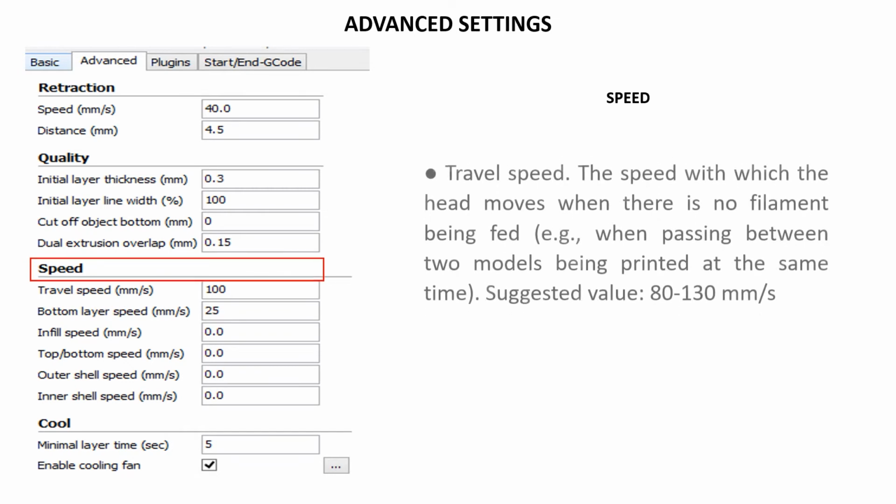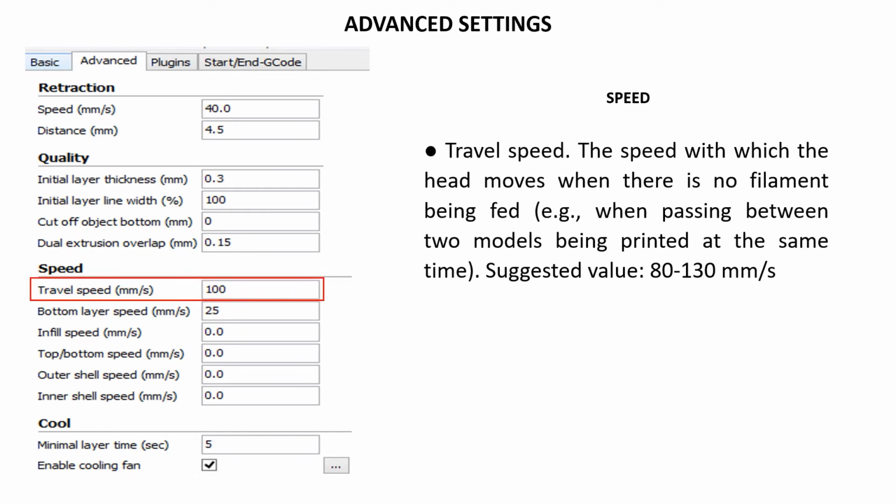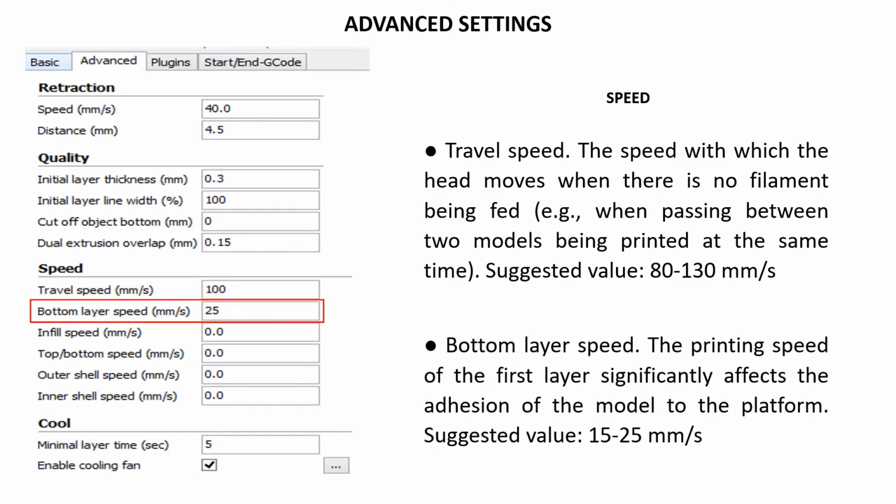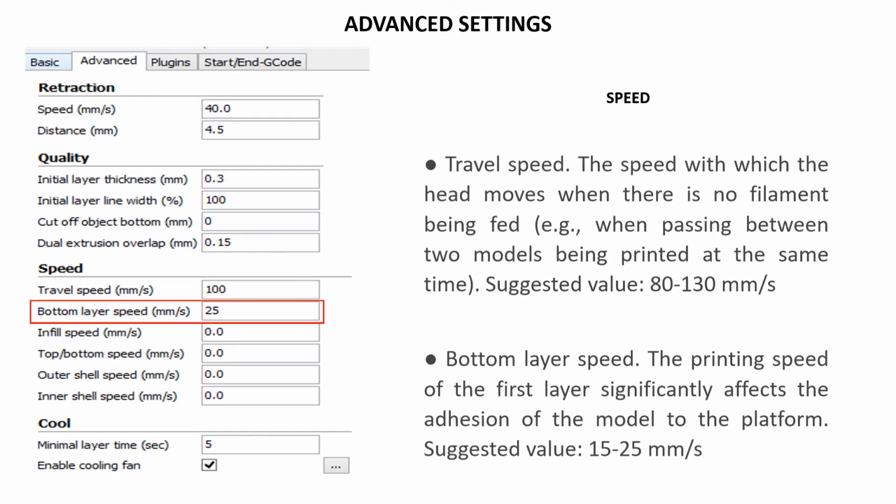Travel speed. The speed with which the head moves when there is no filament being fed. Example: when passing between two models being printed at the same time. Suggested value 80 to 130 mm per second. Bottom layer speed. The printing speed of the first layer significantly affects the adhesion of the model to the platform. Suggested value is between 15 to 25 mm per second.